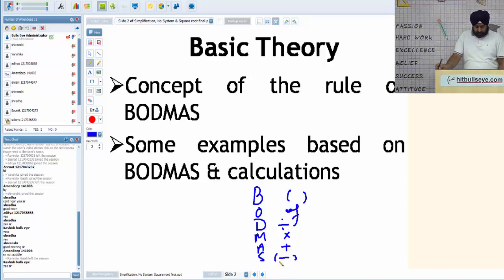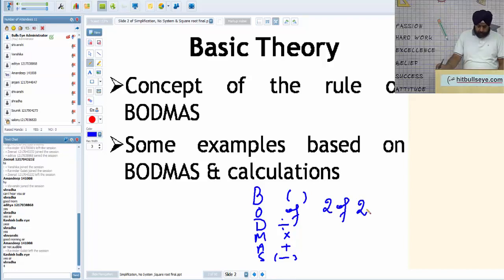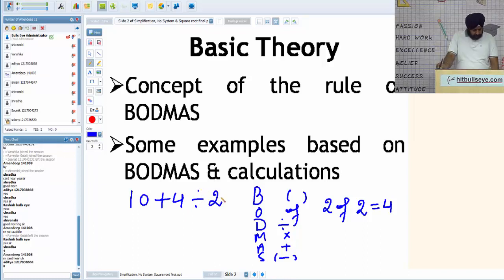So if I ask what is 2 of 2, all of you know 2 of 2 is 4. So of is basic multiplication but before division. Let me ask you a basic question. What is 10 plus 4 divided by 2? Is it 7 or something else?